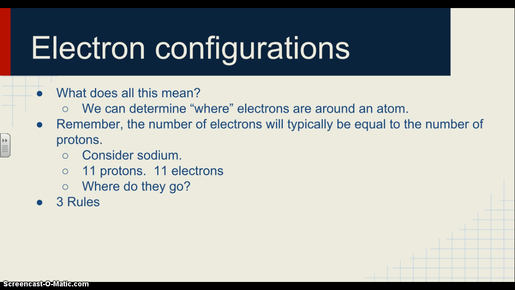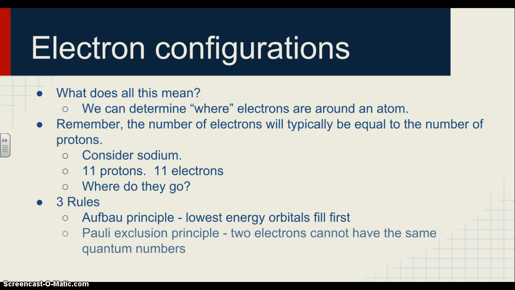I know, more rules, more numbers. Get these in your notes. They'll become second nature to you after a while. They're not really hard rules. First one is something called the Aufbau principle. Lowest energy orbitals fill up. We're going to fill the 1 before we fill the 2. We're going to fill the 2 before we fill the 3. Let's leave it at that for now. It'll get a little bit trickier next time in class.